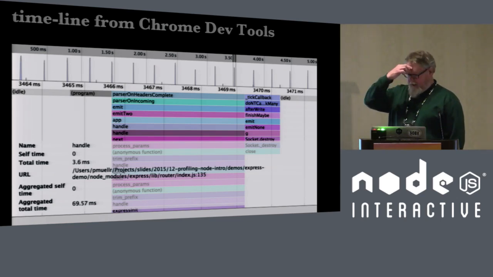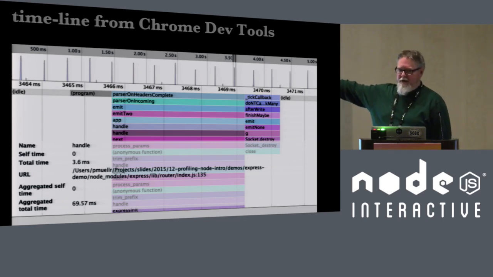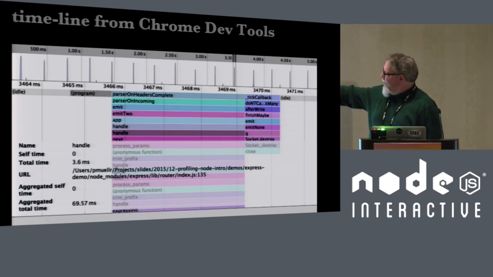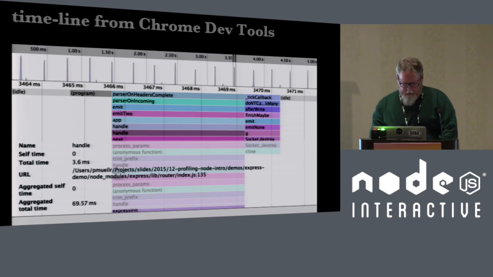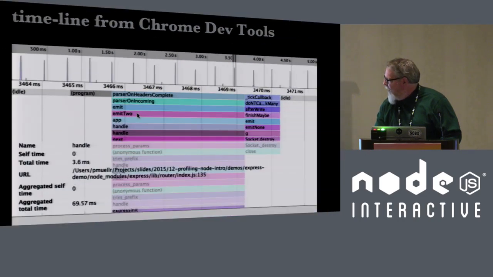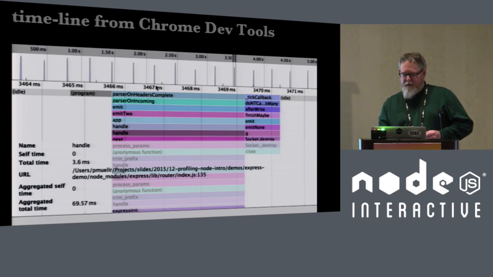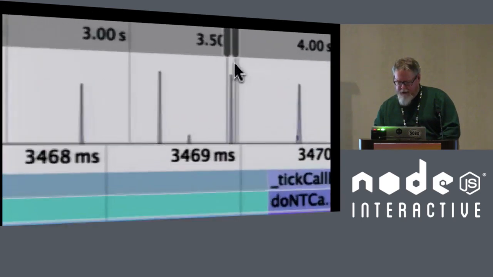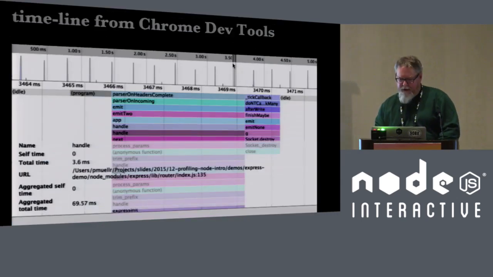There's a way to load a profile that you've collected into Chrome DevTools to have it analyzed. In this particular case, these colored towers are essentially stack traces. It's going a little bit backwards, but parser on header complete is calling parser on incoming, which is calling emit, which is calling emit too. The width is the important thing. The width is a time value, and you can see these time values up here. It's sub-millisecond for the most part. This up here is a timeline, the complete timeline of the CPU profile, and I've narrowed down, using this range indicator, just a very tiny piece.